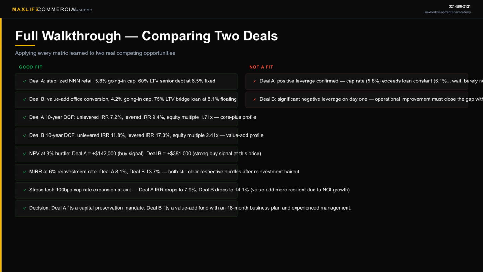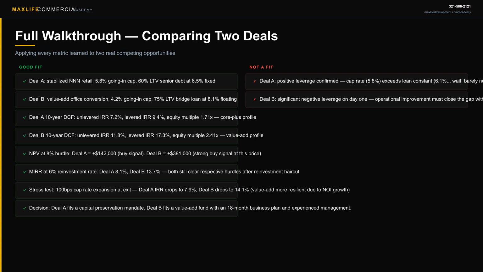It's boring in the best possible way. A lease in place, a creditworthy tenant, minimal management required. At a 5.8% cap rate with 60% LTV fixed rate debt, the leverage is essentially neutral, so returns are driven almost entirely by the income stream and exit cap assumption.